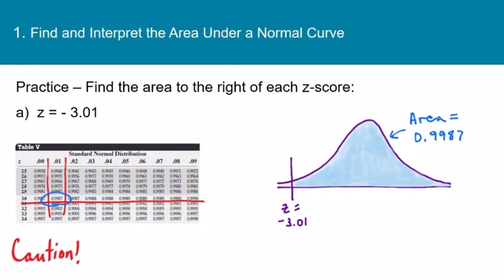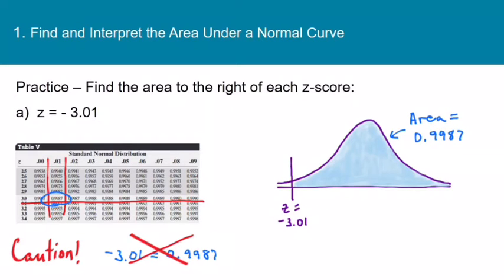Now I want to caution you about a mistake that I see lots of people make when they show their work. A lot of times people will calculate a z-score and they'll find the correct area, but then they'll write this. They'll write negative 3.01 equals 0.9987. And that's just not true. Negative 3.01 is not equal to 0.9987.